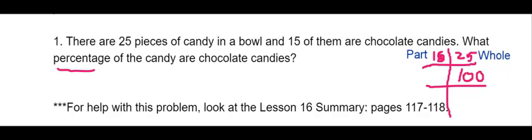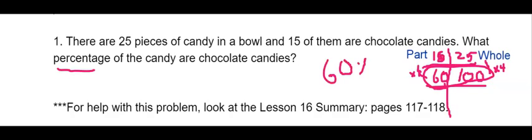25 times what gives you 100? The answer is 4. So if you're going to do times 4 on this side, you're going to have to do times 4 on this side. So what is 15 times 4? 15 times 4 is 60. So there's our answer, 60 out of 100, which is 60%. So that is one way to do it, but there's also a quick shortcut method that we are going to look at as well.